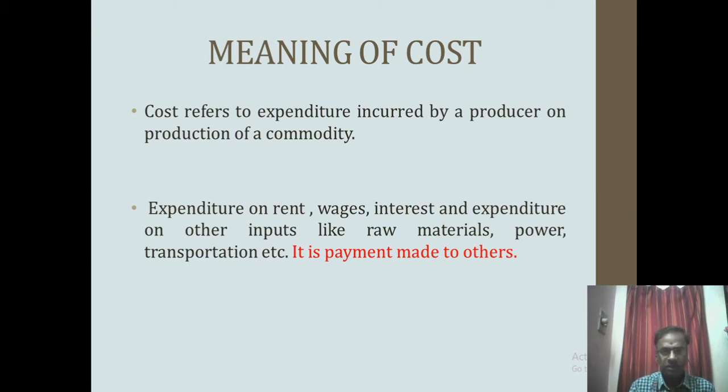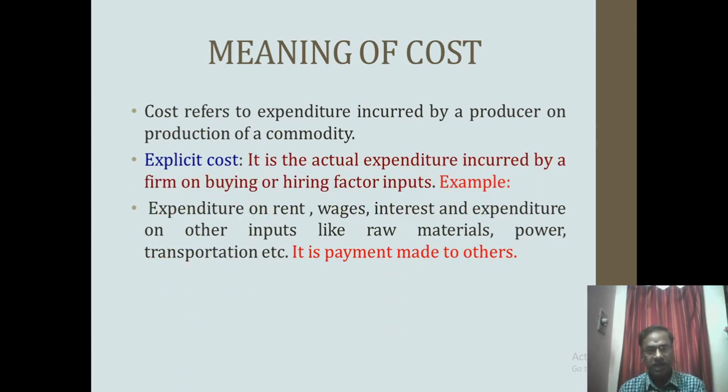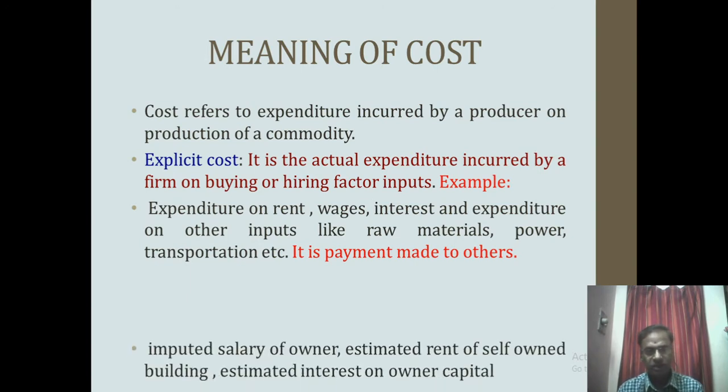So likewise, the expenditure incurred to buy the factor inputs is known as explicit costs. These payments made to others to procure the factor inputs are known as explicit costs. It is the actual expenditure incurred by a firm on buying or hiring factor inputs, that is known as explicit costs. Next, let us discuss what is implicit cost.